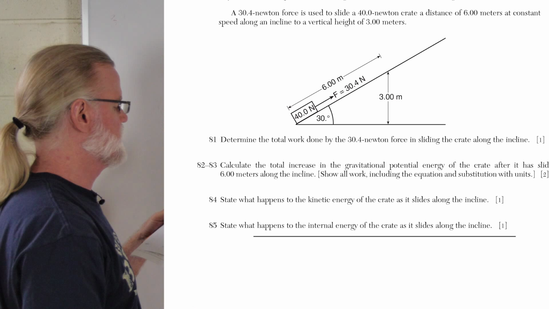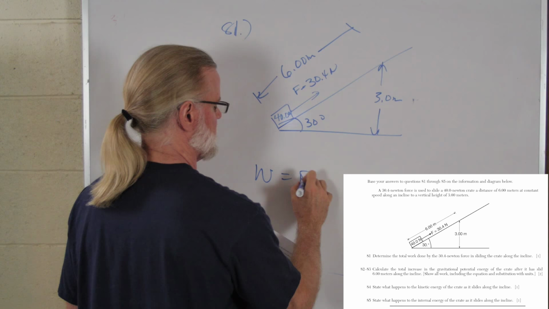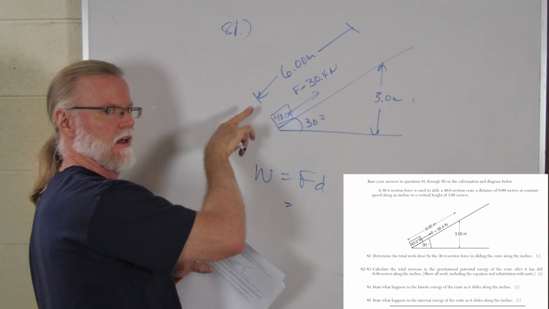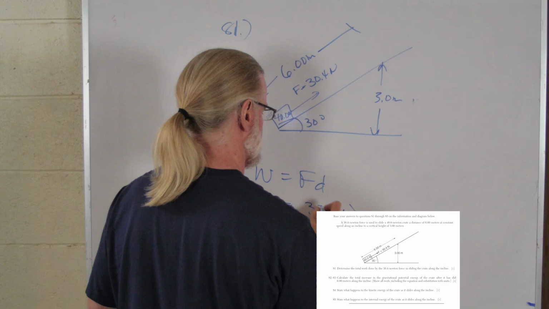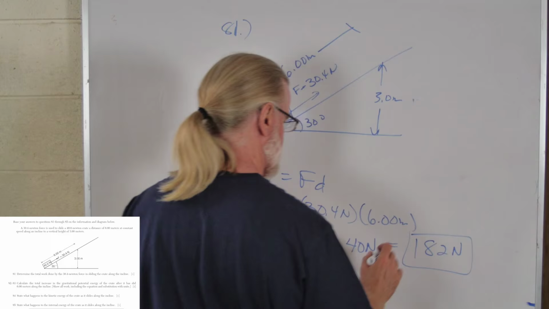Determine the total work done by the 30.4 Newton force. All right, work equals force times displacement, where the force and the displacement have to be in the same direction. The force is this way, the displacement is that way. They're in the same direction, so the force is 30.4 Newtons. The displacement is 6 meters. That's the work that this force did. We're going to want three significant figures, because that's what everything has.